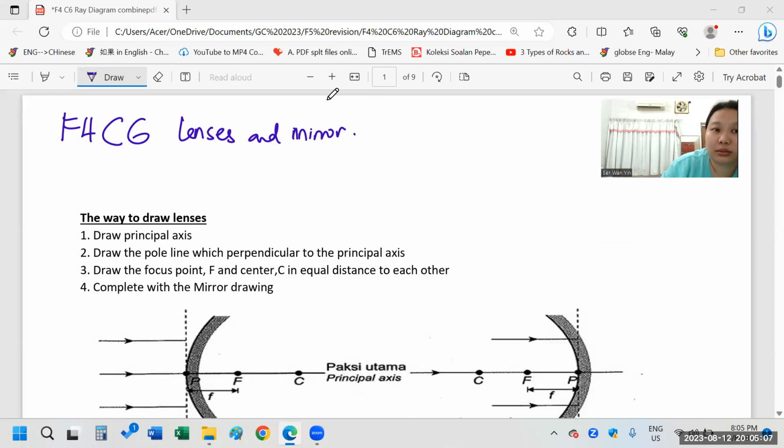Okay, so we are going to learn how to draw the ray diagram. So no need calculator. Just need pencil and ruler. Okay, just need pencil and ruler.